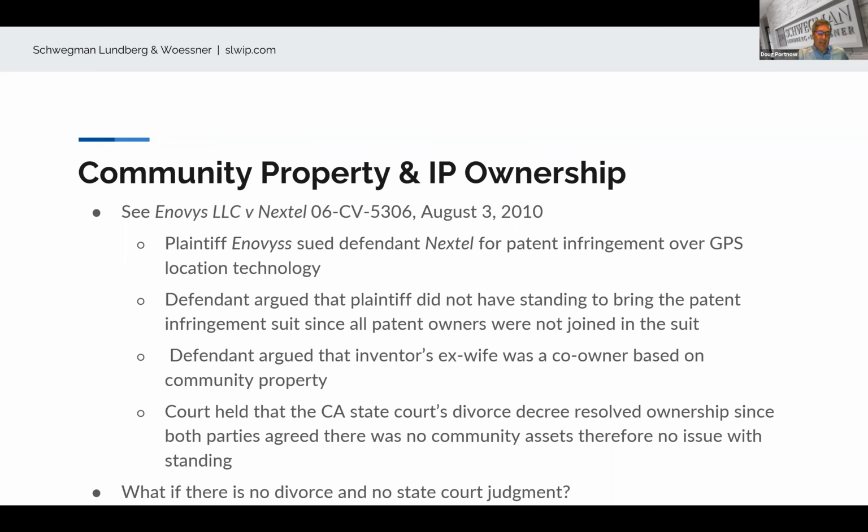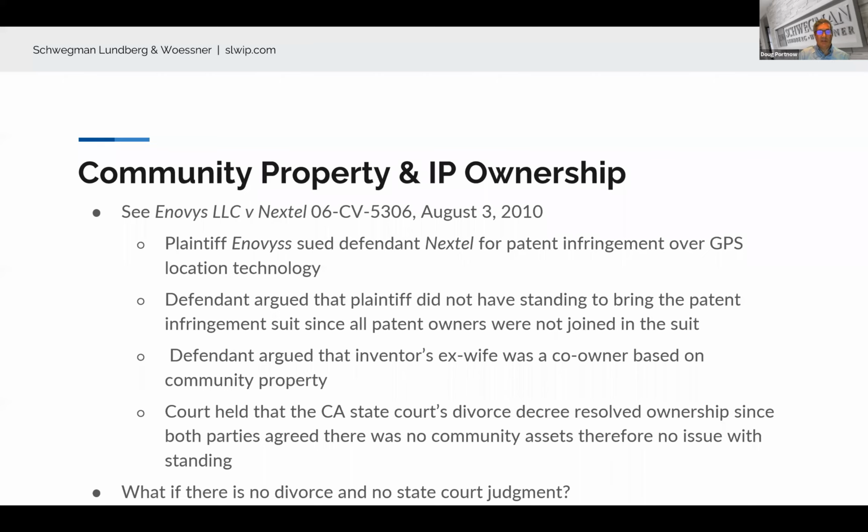Fortunately, this one was pretty straightforward. The court held that during the dissolution of the marriage, the California state court issued a divorce decree that resolved ownership of all the property, and both parties signed it, and therefore there was no issue about ownership of the patents, even though I don't believe the patents were specifically enumerated in that divorce decree. The court said, well, you settled all the property issues, so there's no issue about who owns the patents.